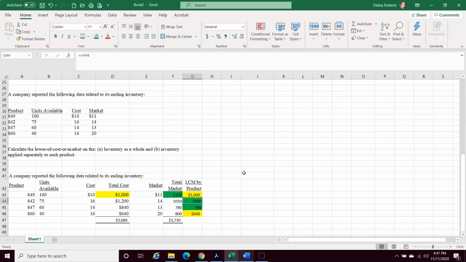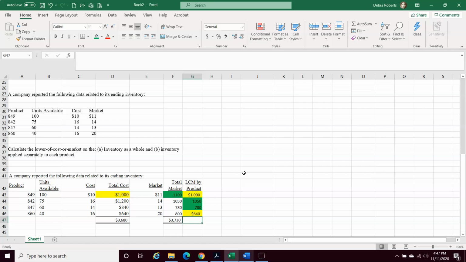The lower of cost or market for our 842 product is going to be the market. The lower cost or market for our product 847 is going to be the market again. And then the lower cost or market for our product 860 is going to be our cost. So by product, we know in total what our LCM is.